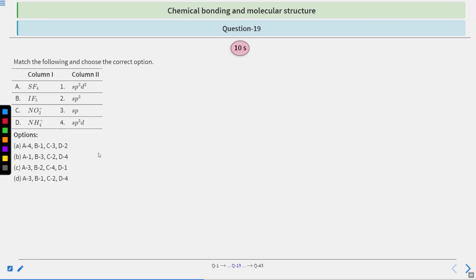Okay, so let's move to question number 19. Match the following and choose the correct option. So we have column first here and column second here. Column first has these molecules SF4, IF5, NO2 positive, and NH4 positive, and column 2 has the hybridization states like sp3d2, sp3, sp, sp3d. And options are A4, B1, C3, D2; A1, B3, C2, D4; A3, B2, C4, D1; A3, B1, C2, D4. You have 10 seconds to solve this question. After that, we will see the answer.